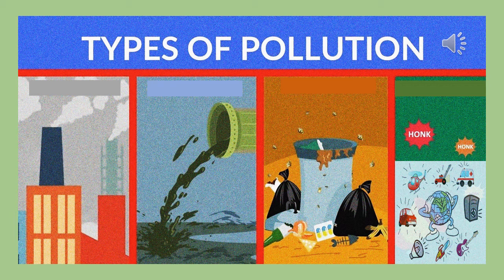For example, look at the first picture on the left. As you see there, we have some factories. They give up smoke in the air. So which type of pollution is that? Yes, that's air pollution. Very good. It means the smoke or the emissions of the factories, cars, and transportation in the air cause air pollution. The second picture, can you guess what type of pollution that is? Yes, that's water pollution. Exactly. Water pollution is dumping wastewater or dirty water in the rivers or seas.